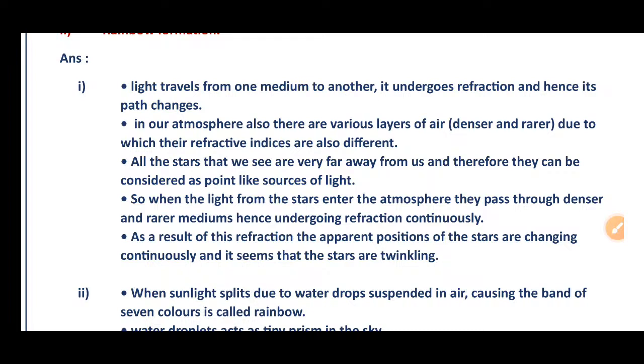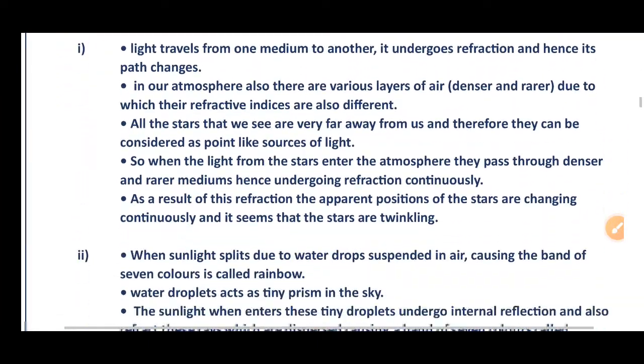And whenever light passes into our eyes, only at that time can we see the stars. But whenever the small point of light is not passing into our eyes, at that time we cannot see the stars. That's why a star appears to be blinking, but they are not blinking. They always emit light like the sun, 24/7. So the apparent position of the stars changes continuously, and it seems that the stars are twinkling.